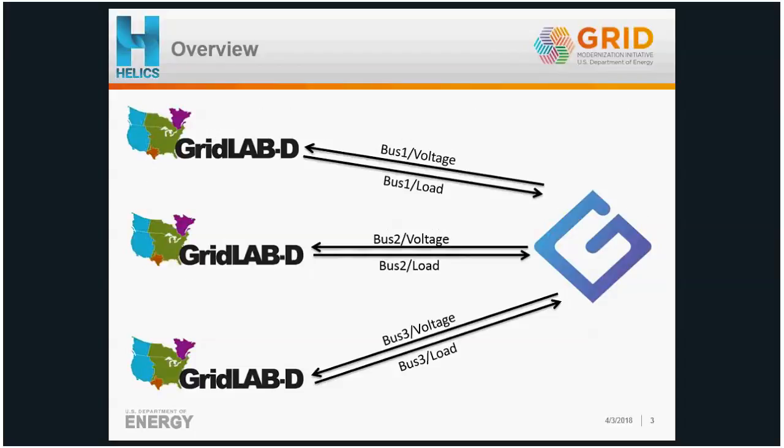We had one instance of GridDyn running, and then we had 3 copies of GridLAB-D running. Each copy of GridLAB-D would send its load to GridDyn as the load value for a bus in GridDyn, and then it would get the matching voltage for that bus and send it back to GridLAB-D.